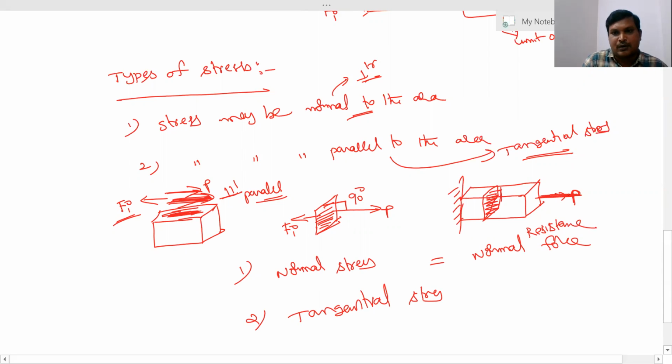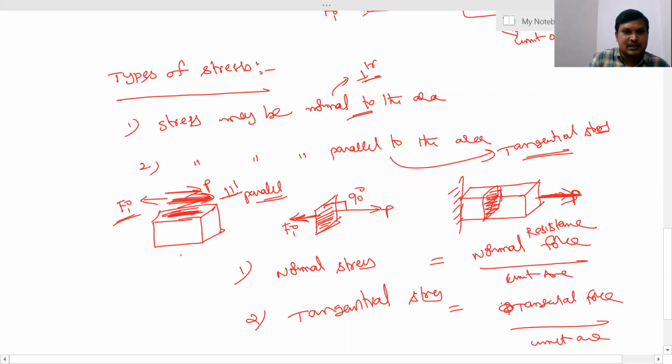So when you are applying the normal force, definitely the resistance force is also generated normal. So simply we call it normal stress, the normal resistance force per unit area. Tangential stress is nothing but tangential force per unit area. This force acts on the tangent, so this is called tangential force. These are the two types of stress we have.